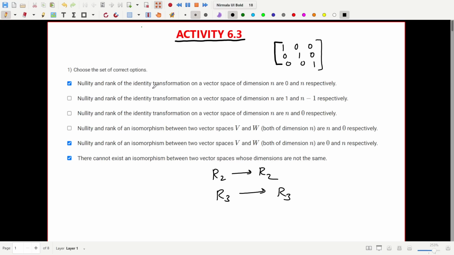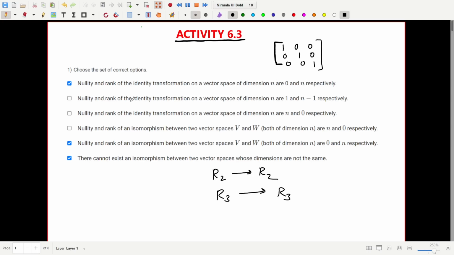Nullity and rank of the identity transformation on a vector space of dimension n are. Yes. If the transformation matrix is an identity matrix of order n, then its nullity will be 0, because in an identity matrix there is no free variable, no independent variable, only dependent variables. So nullity will be 0 and rank will be n.